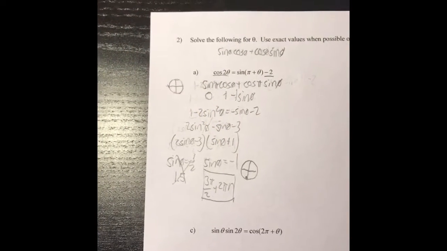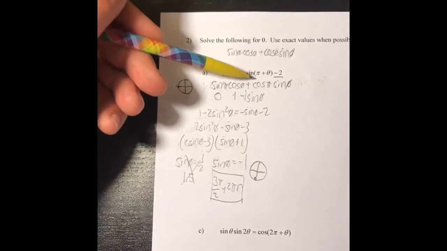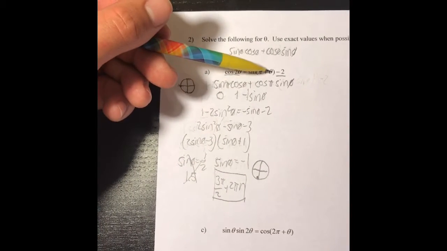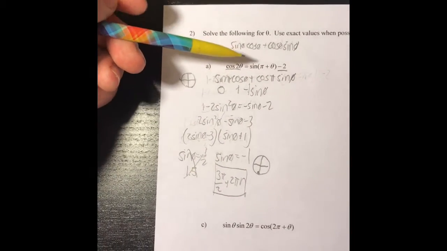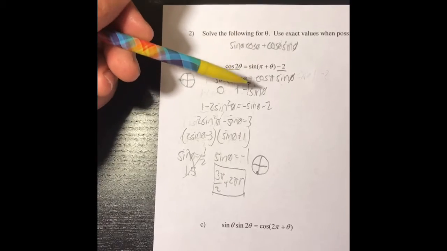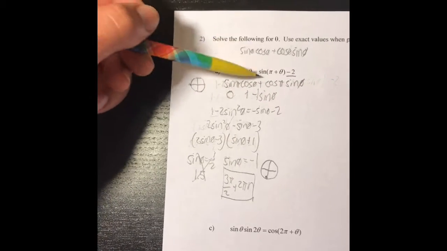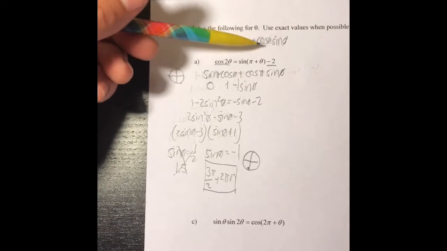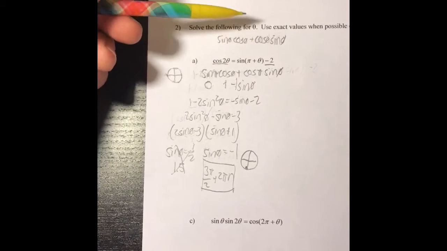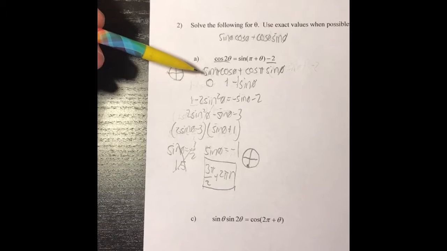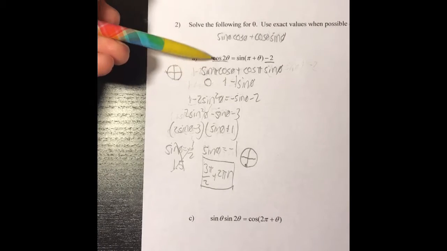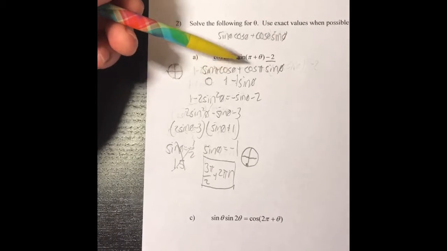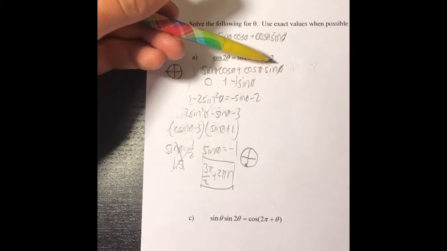Okay, so for 2a, you're going to notice that it has sine in parentheses pi plus theta. Now, this is a rap song, so in order to do this, you're going to need to remember the rap song for sine, which is sine times cosine plus cosine times sine. Now, when you write this out, you're going to get sine of pi times cosine theta plus cosine pi times sine theta.